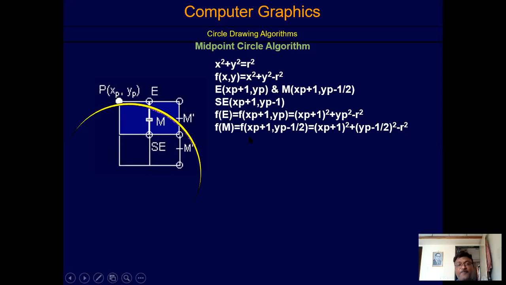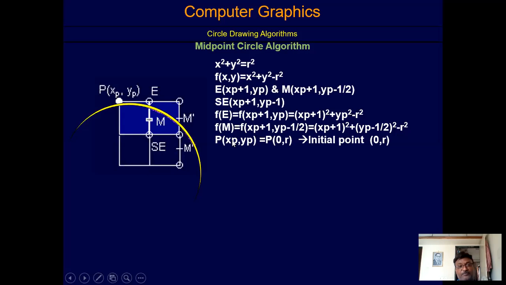Now then what is f of M? It is again the midpoint, so xp plus 1, yp minus 1 by 2. These are the coordinates that I have to put in the equation of the circle. So that becomes xp plus 1 whole square plus yp minus 1 by 2 whole square minus r square. Okay, so this is the point for your E, that is outside the circle. M is the mid. Now SE also you can calculate.